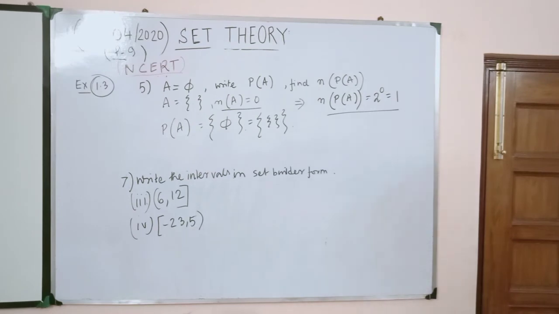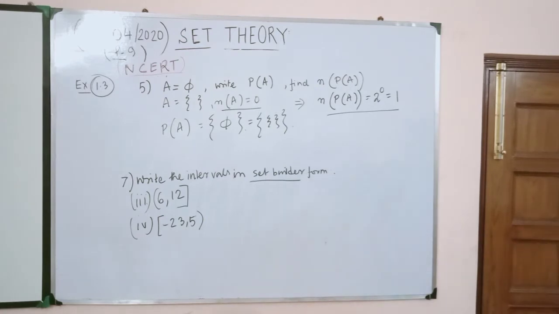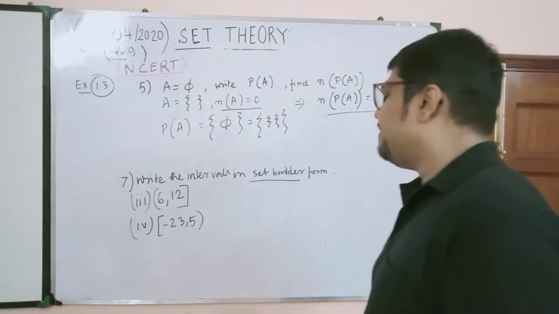Number 7. Write the intervals in set builder form. Write the intervals in set builder form. So here we got an open-closed interval given, 6 to 12, and a closed-open interval given, -23 and 5.